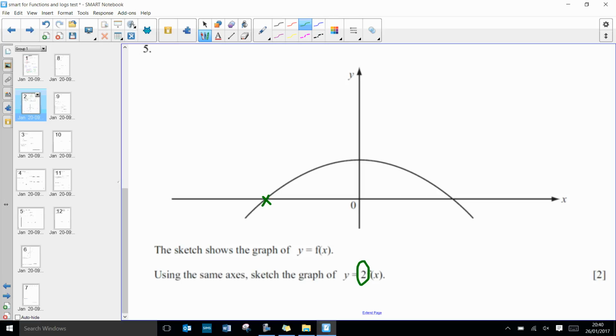All that's going to happen is that where the original distance from the x-axis was this amount, it's now going to be twice as high. So it's going to cross at around here, but still go through those green x-intercepts. So we're looking for a parabola looking something like that.